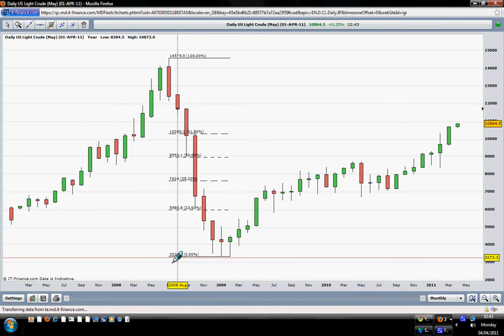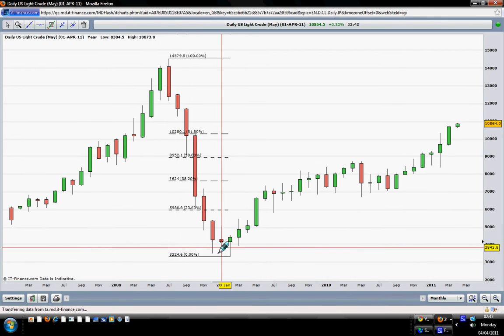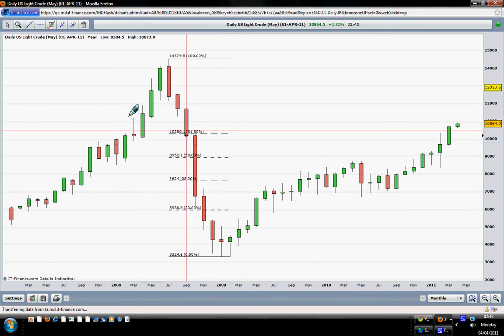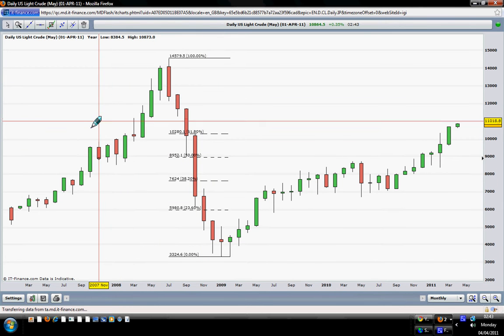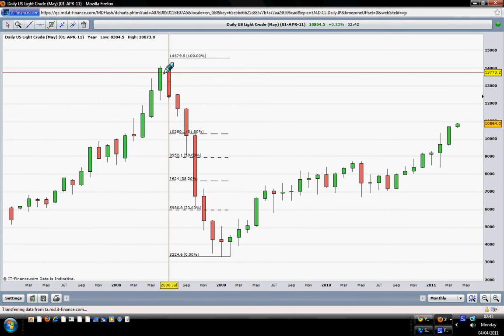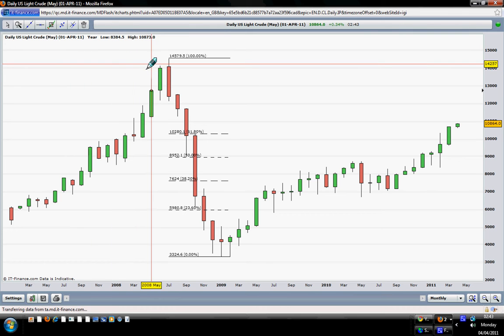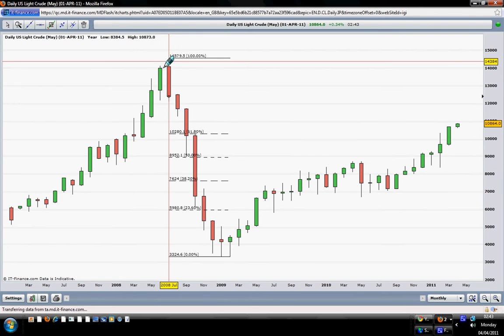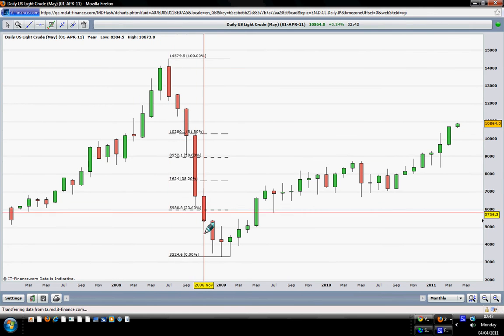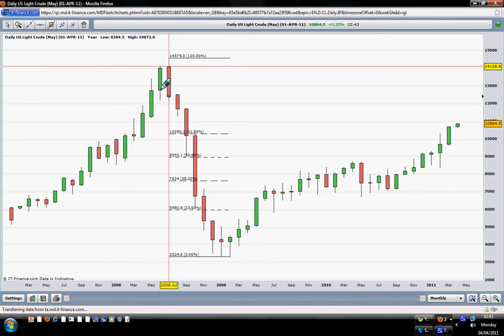We are looking now at the monthly chart of crude oil, and the crude oil is in the zone of 75, 76% Fibonacci retracement level. As you can see, the price went down from July 2008. The crude oil was in a pure downtrend, non-stop, went down.